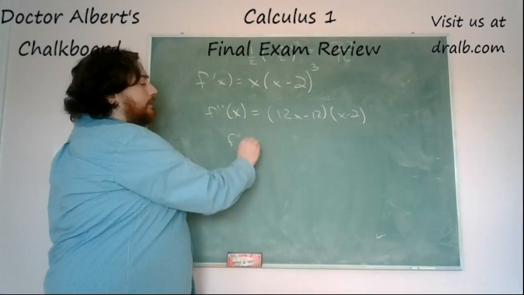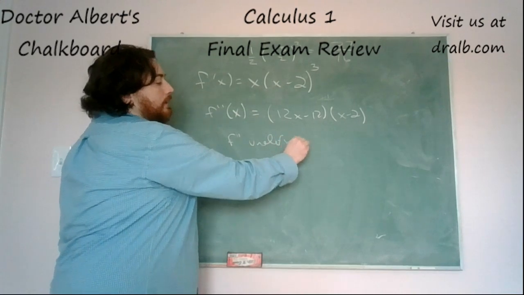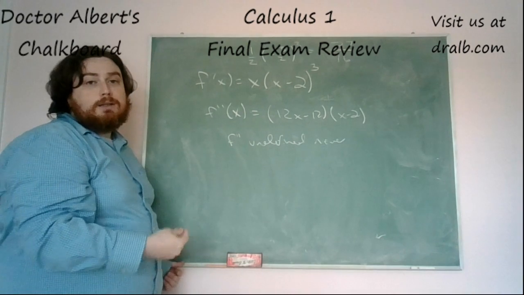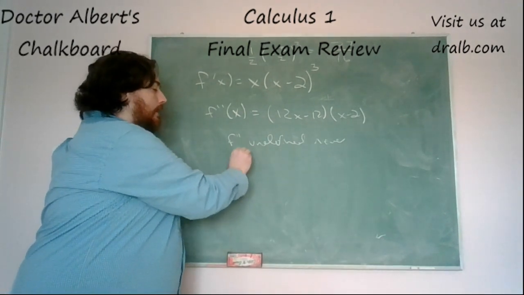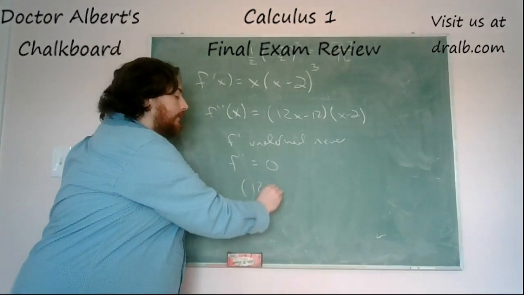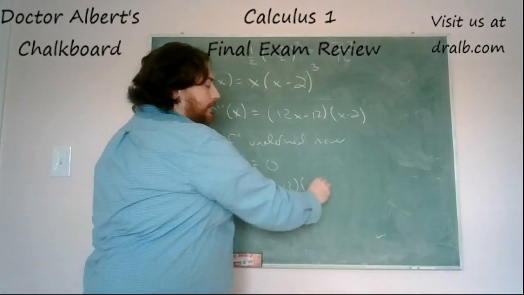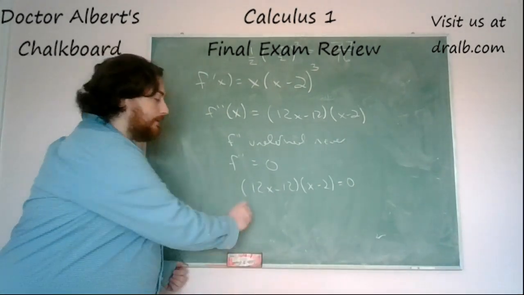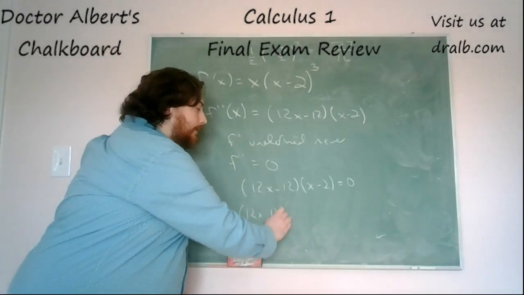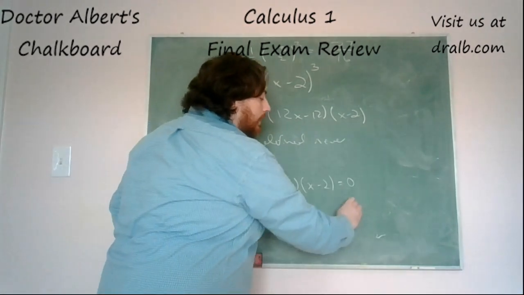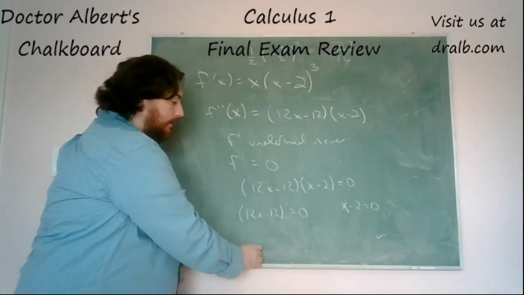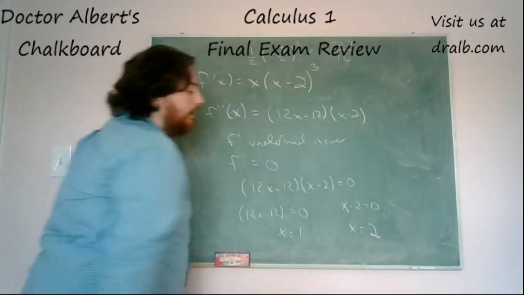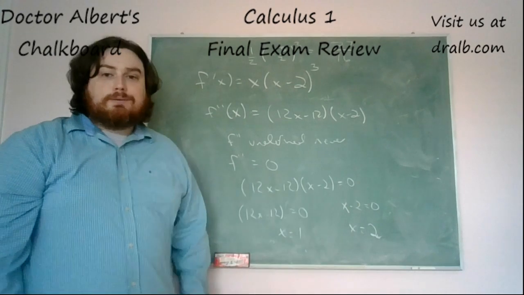So is this undefined? Well, this is never undefined because this is just a polynomial. So it's defined everywhere. And it's 0 if 12 times x minus 12 times x minus 2 is 0. So remember, a product is 0 if one of the terms is 0. So I get 12x minus 12 is 0, or x minus 2 is 0. So if I solve this, I get x is 1, or x is 2. And so these are my potential inflection points.